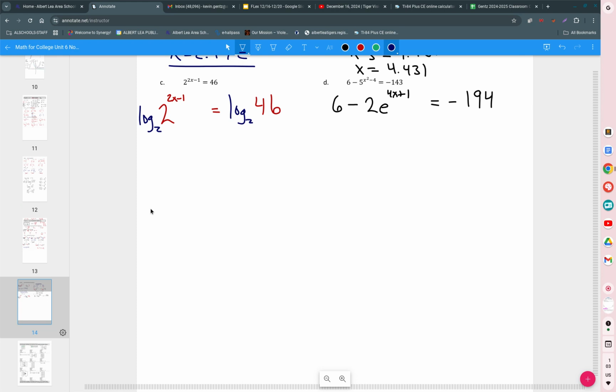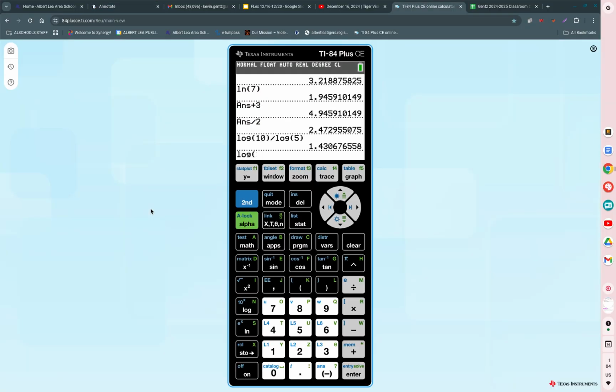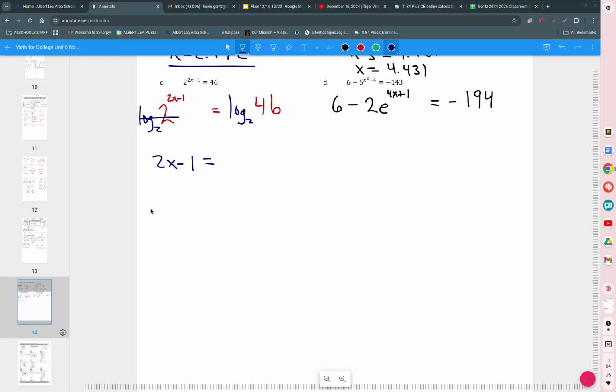I start by doing the log base 2 of both sides. I have a 2x minus 1 is equal to, we need the log base 2 of 46. And so I have the log of 46. I'm going to divide by the log of 2. I get 5.523.